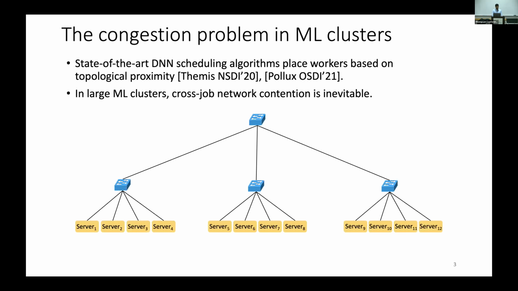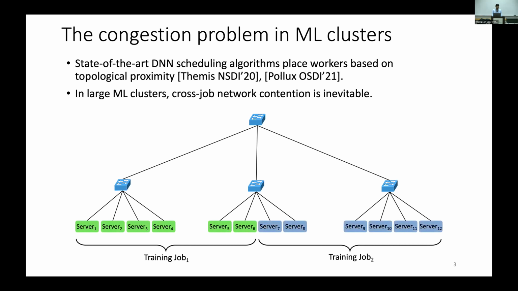Let's take an example. We have a small cluster with 12 servers. Say there are 2 training jobs, each taking up 6 servers. In training job 1, server 4 has to communicate with server 5 and uses the link L1. Similarly, for job 2, server 8 and 9 have to communicate and are forced to share link L1. This shows that even in such a small cluster, placing jobs based on topological proximity, we still end up having congestion.